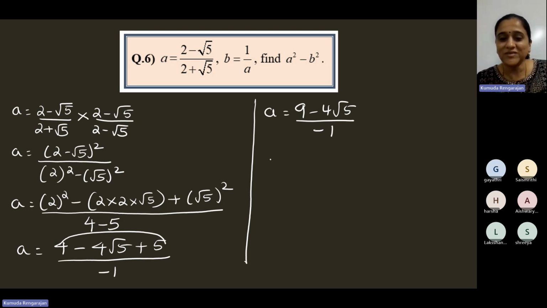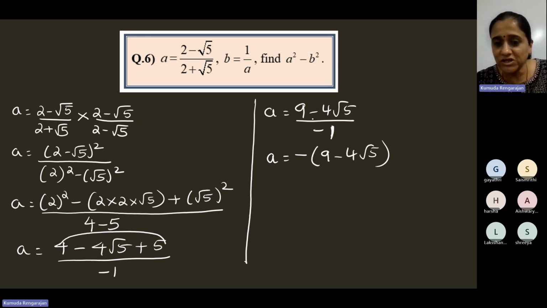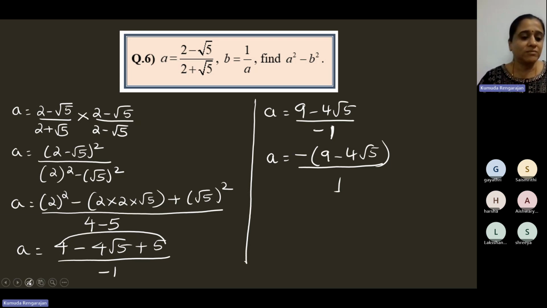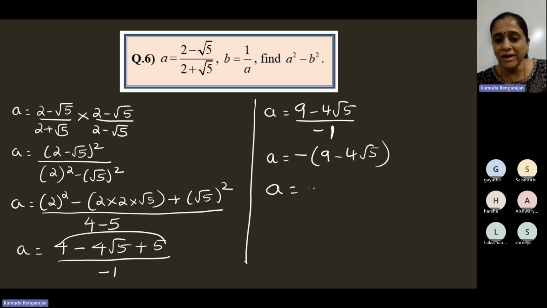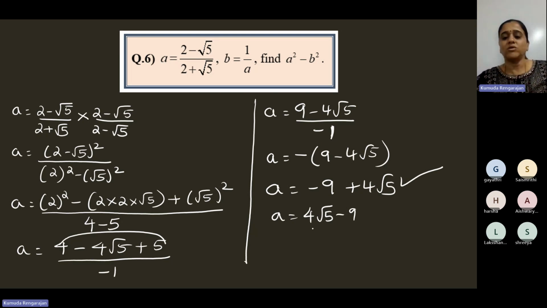Very good. So the denominator is 1, that you can ignore, but the minus in the denominator you cannot ignore. So take the minus up to the numerator and write the expression in the numerator in a bracket. Now it is just 1 here, which can be ignored. We have taken the minus up to the numerator. So A is equal to minus 9 plus 4 root 5. Or you can also write it as A is equal to 4 root 5 minus 9. You can write the positive term first, 4 root 5 minus 9.